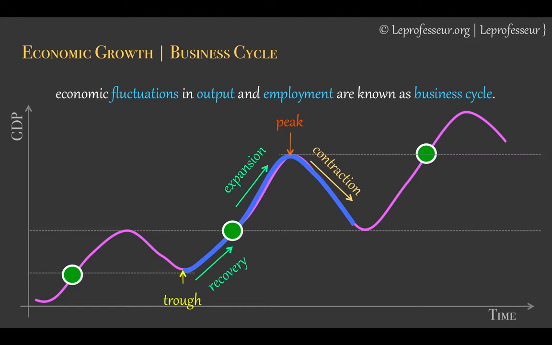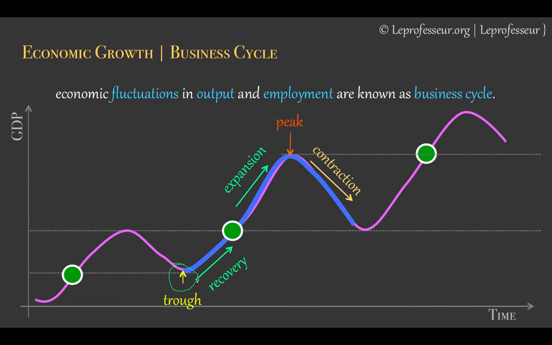So we say the economy is going through a trough phase when GDP is at the bottom. So GDP is at the bottom, we say the economy is going through a trough phase.